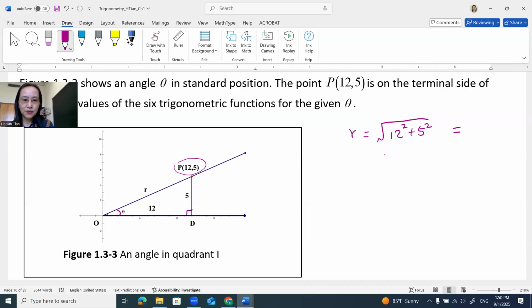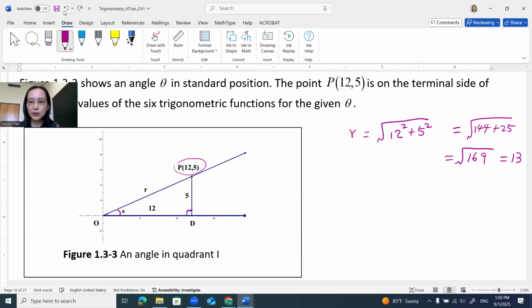So r can be quickly found as the square root of 12 squared plus 5 squared. 12 squared is 144, 5 squared is 25, so the square root of 169, which is 13. We take only the positive square root for the length of the hypotenuse of the right triangle.